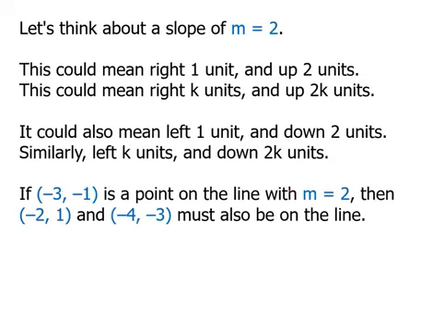If the point -3, -1 is a point on the line with a slope of 2, then if we go over 1 up 2, then we go to -2, +1. Again, if we start at -3, -1, and if we go left 1 and down 2, then we get to -4, -3. So if you know the slope and you know an individual point on the line, it should be very easy to find other individual points. Again, this is a numerical perspective on the slope.